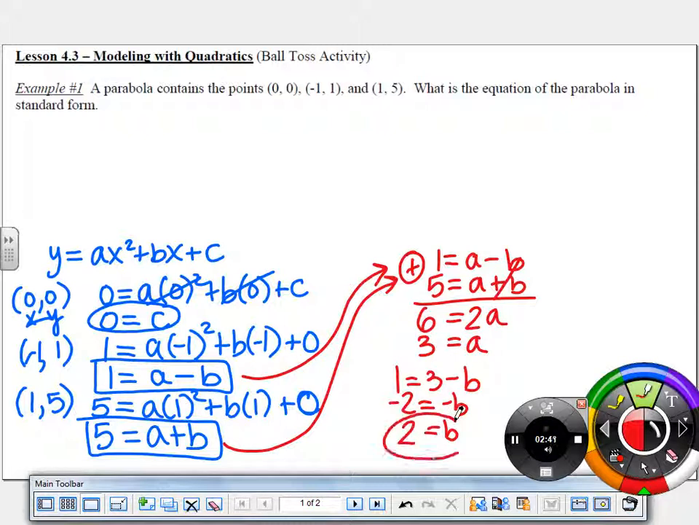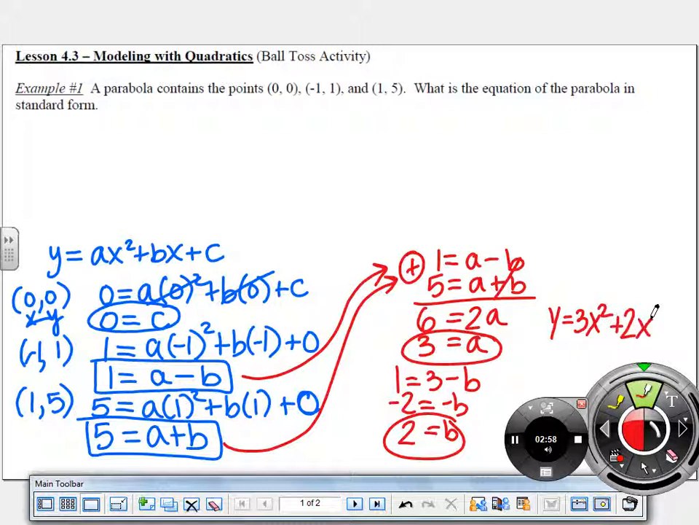So now that I know my b value, my a value, and that my c value is 0, I know that the answer to this problem is that my equation is y equals a, which is 3x squared, plus b, which is 2x, plus c, which is 0. So I'll just leave the equation like this. And so I'm done with that equation. So you want to use systems to help you get through these equations.